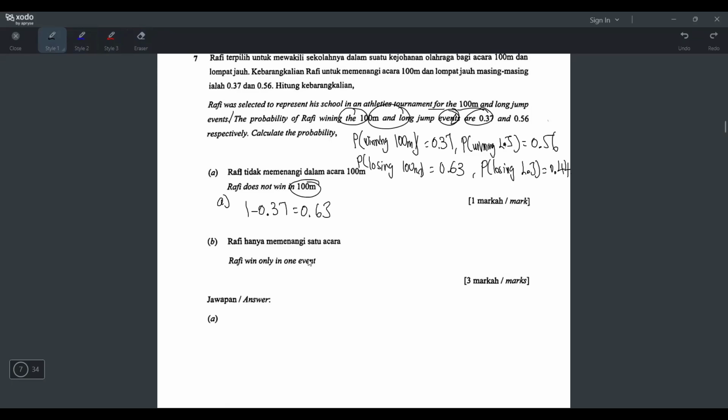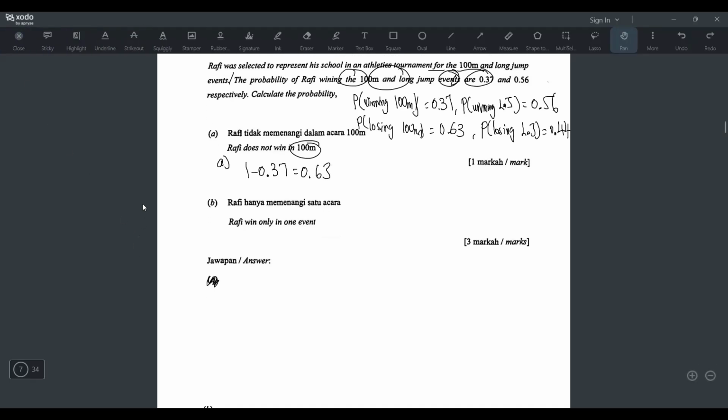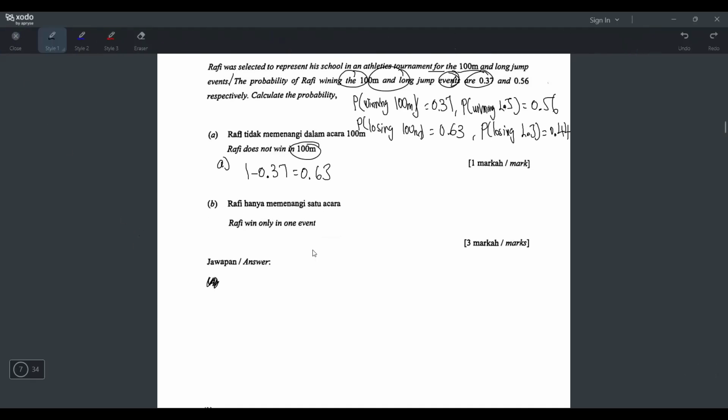What about B? Rafi wins only in one event. So you need to write down all the possibility. When you do probability, I always recommend students to write down all the possibility, because sometimes you will miss out one of the possibility, right? So what's all the possibility? So maybe he will win both acara, okay? Or maybe win lose. It means he wins the 100 meter, but then he loses the long jump. Or maybe lose win. It means he loses the first acara 100 meter, but then he wins the second one, right? Or maybe both also lose, right? So this is all the possibility: win win, win lose, lose win, lose lose.